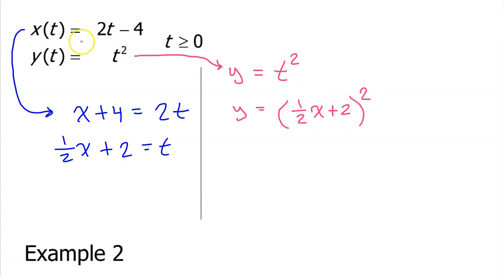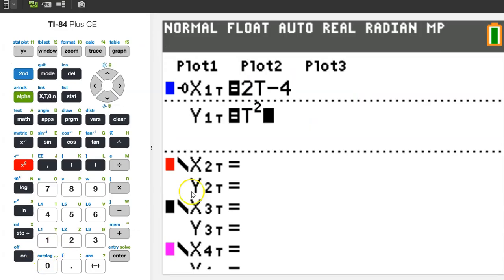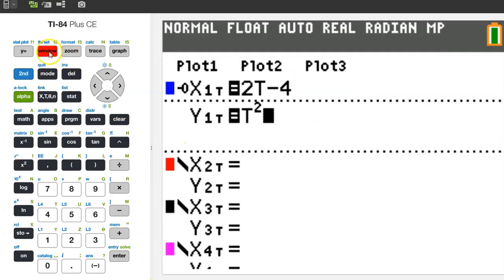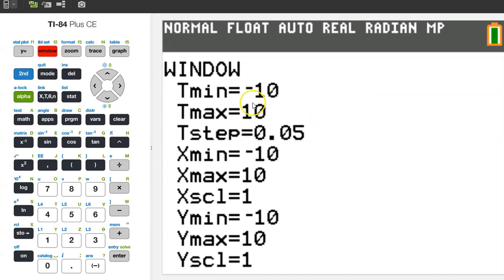Hey, we forgot to take a look at the parametric equation on the graphing calculator. Let's do that now. Here's the parametric equation typed in. Notice that we want the t to be greater than or equal to 0. So I will accomplish that under the window button by letting t min be 0. And I think a t max of 10 is probably good enough. If I wanted to be extreme, I'd make this like 100. So let's see.